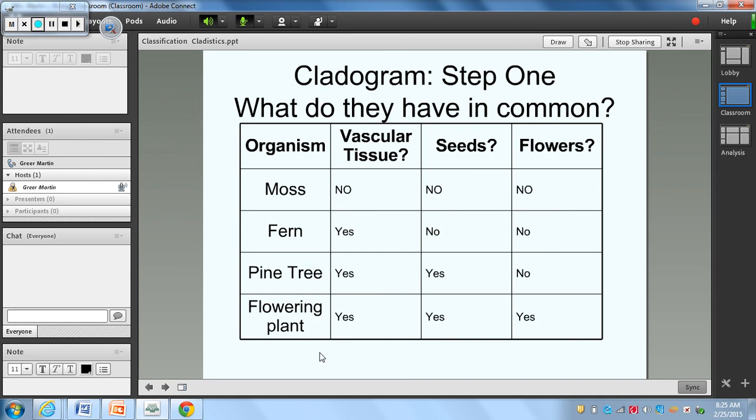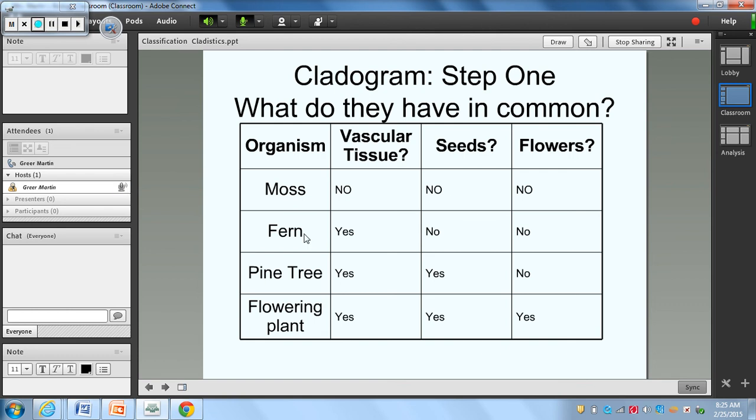So you'll see that we're going to draw our own cladogram using these 4 organisms: a moss, fern, pine tree, and a flowery plant. You have to come up with a common relationship between these plants. So we're going to be looking at the vascular tissue, seeds, and flowers. So you're going to fill out this chart. That's number 1. So a moss. Does moss have vascular tissue? No. Seeds? No. No flowers.